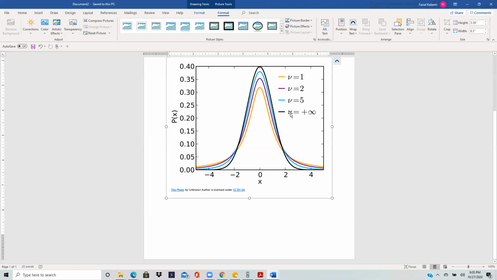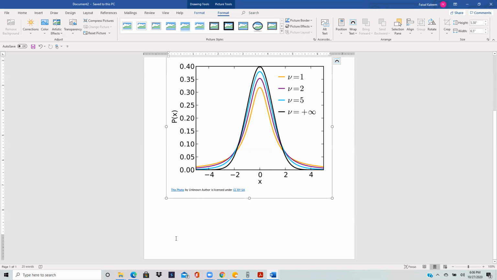And then as sample size becomes very large, that's plus infinity, it takes the shape of this black curve, which is the normal curve. So as the sample size keeps increasing, the t distribution starts becoming more and more like the normal distribution. But as we said, this distinction can only be observed when you're looking at the normal and the t curve on the same graph. If you look at them by themselves, it's hard to tell whether you're looking at normal or t.